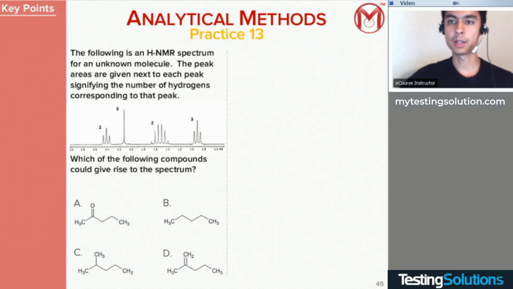So let's try this molecule, or this problem. Okay, so this is an NMR spectrum, some unknown molecule. The peak areas are given. So peak area of 2, peak area of 3, 2, 3.